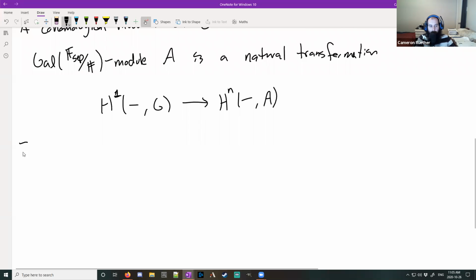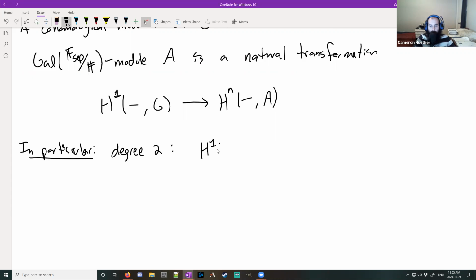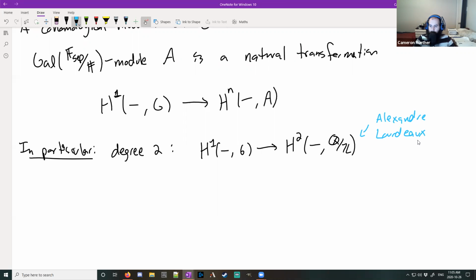However, a lot of recent focus has been on certain choices of A. So when people talk about degree 2 invariants, they're usually talking about invariants into H2 with coefficients in Q mod Z. These are sometimes called Brauer invariants. These were actually talked about in a previous talk here by Alexander Lourdeaux.